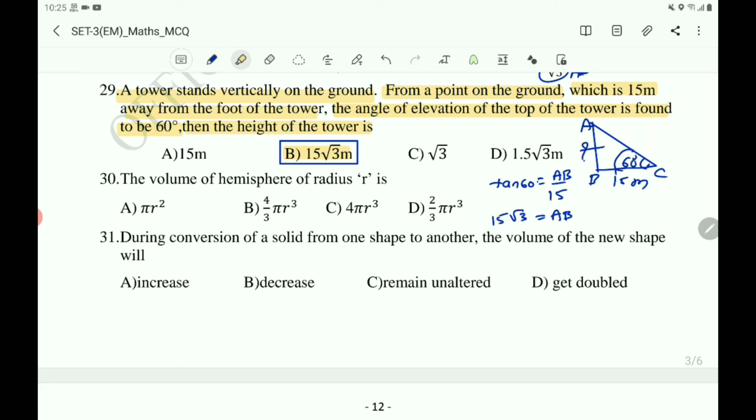What is your question? The volume of hemisphere of radius R is. Here directly write the formula to find the volume of the hemisphere taking the radius R. That formula is volume of hemisphere equals 2 by 3 pi R cube. Note down the answer.